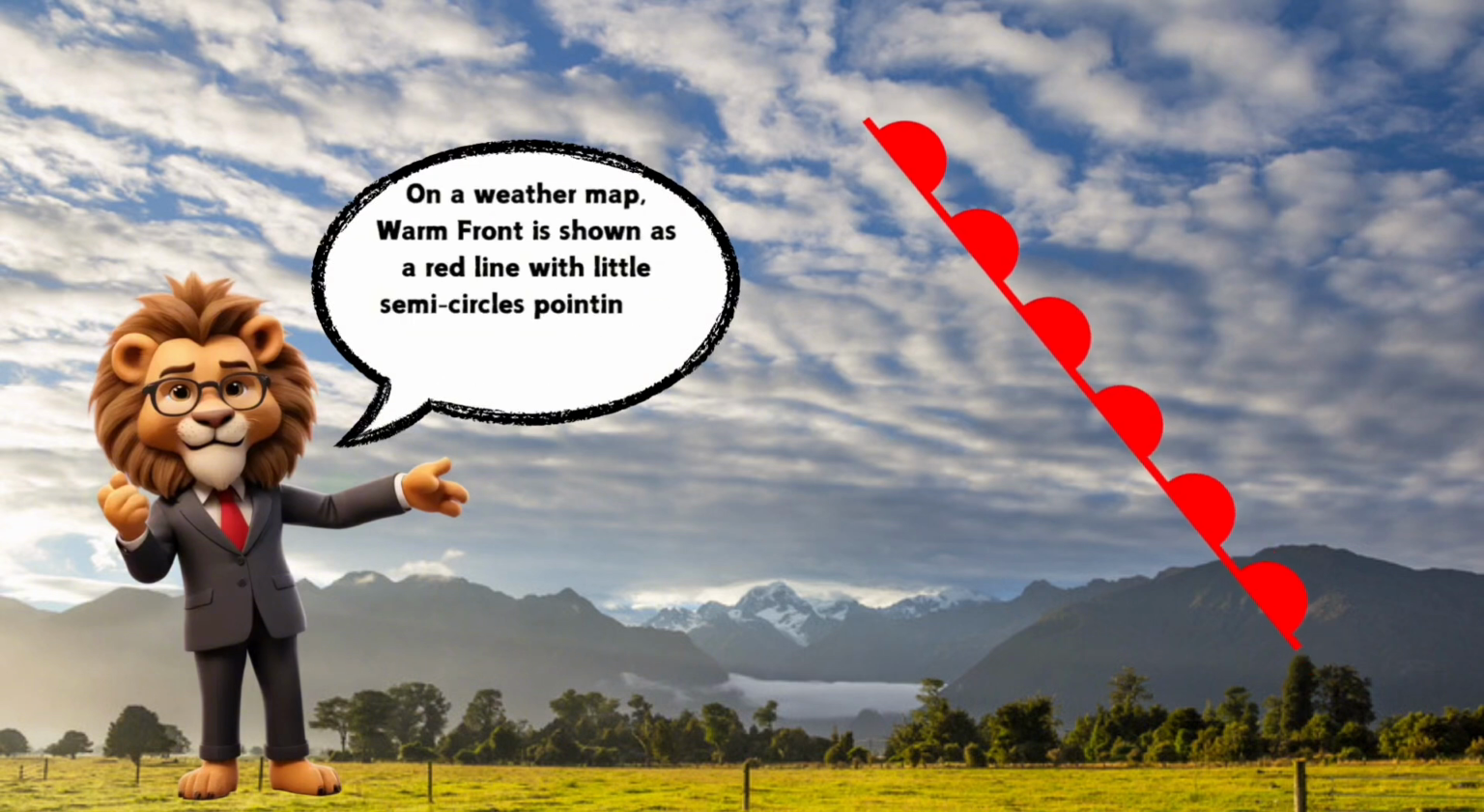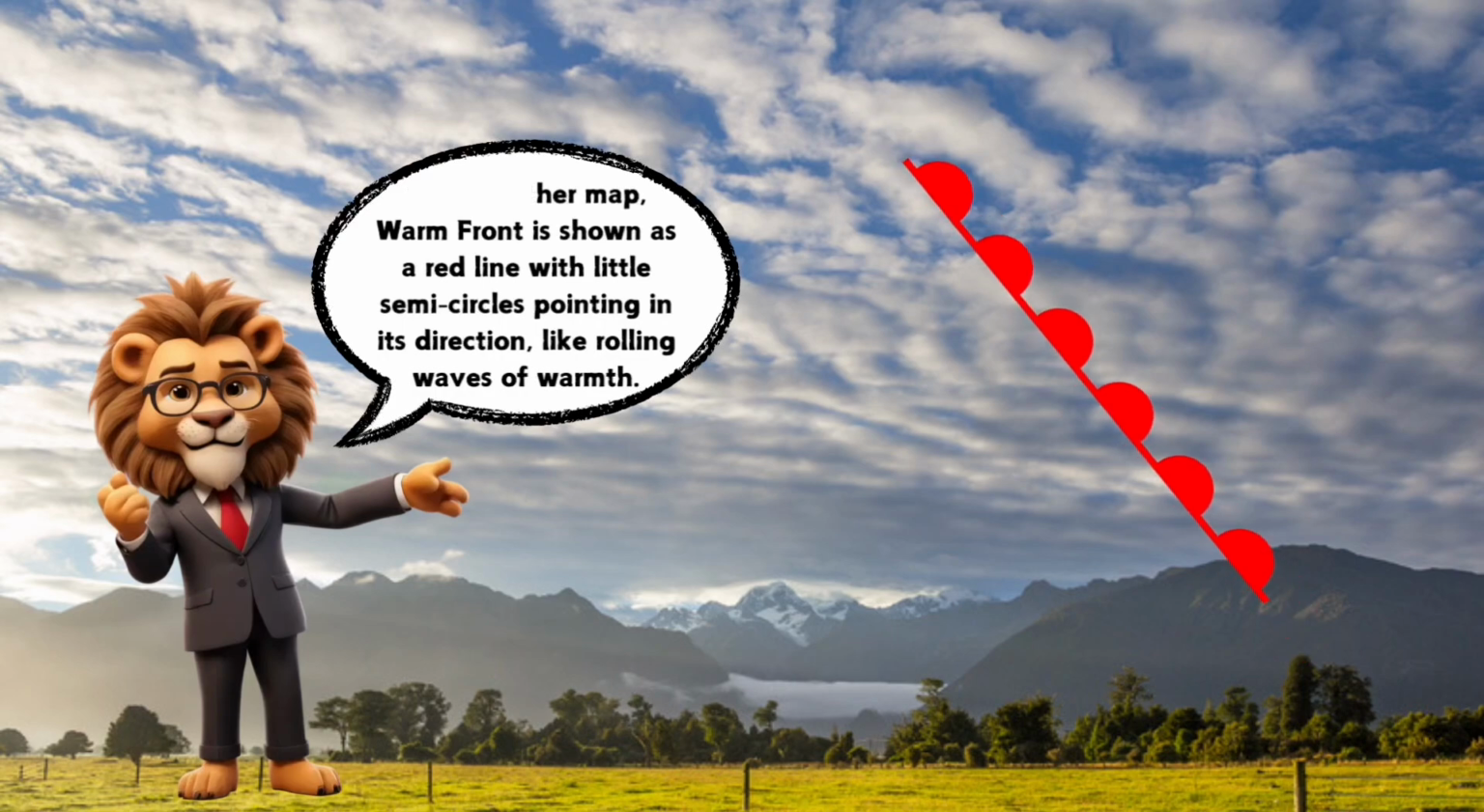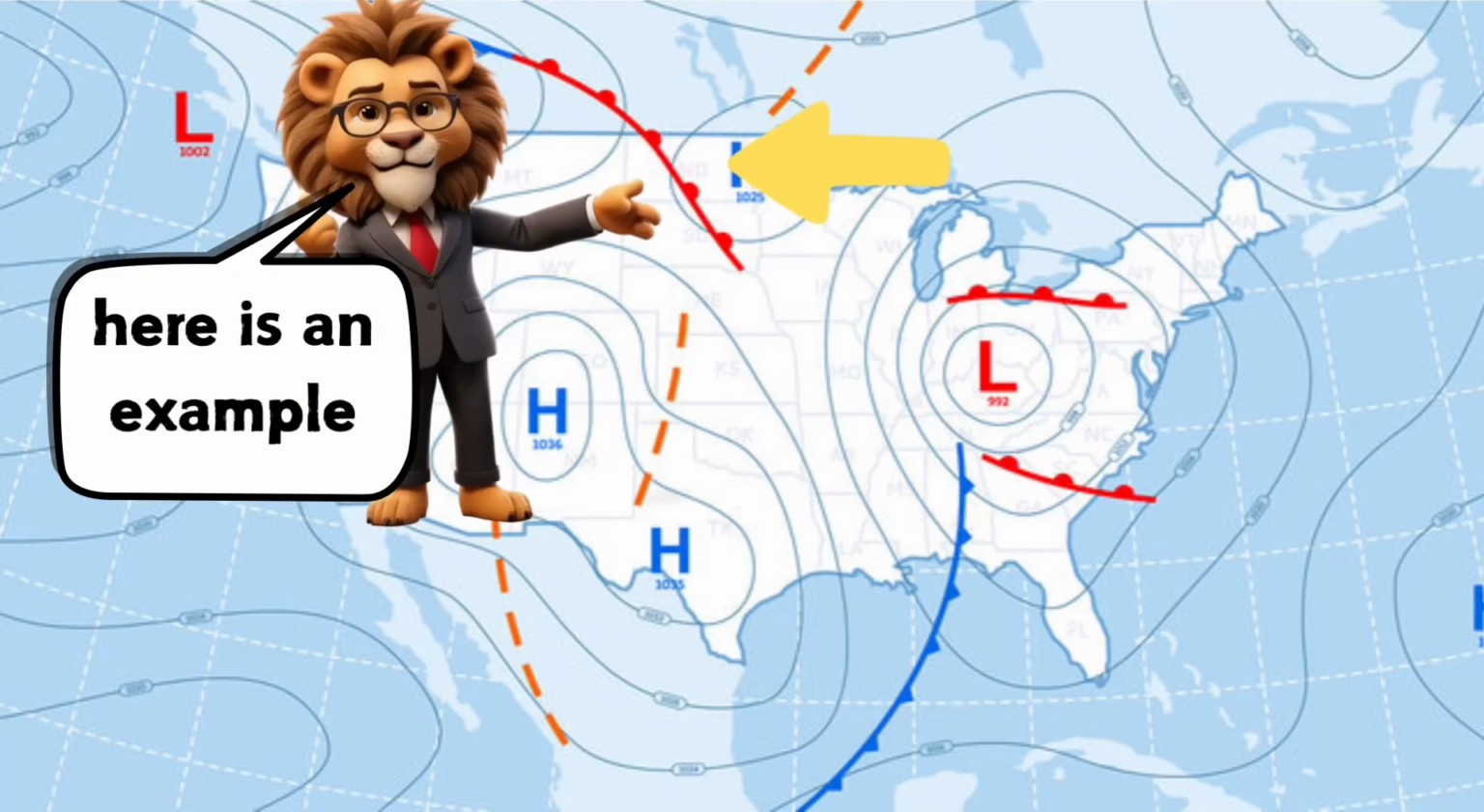On a weather map, warm front is shown as a red line with little semicircles pointing in its direction, like rolling waves of warmth. Here's an example.